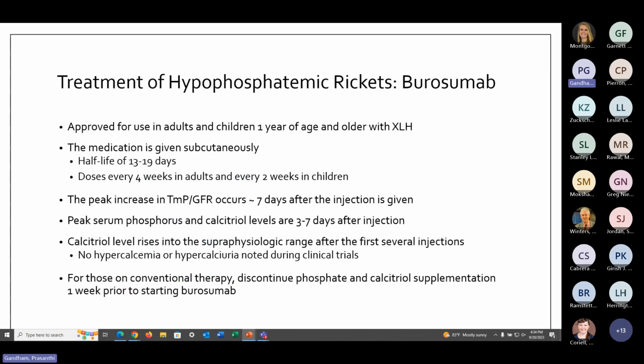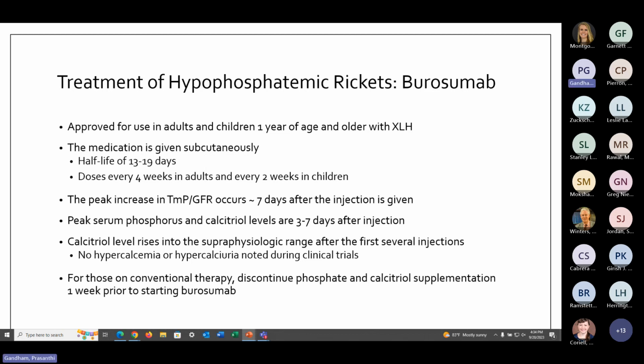So burosumab has been approved for use in adults and children 1 year of age and older who have XLH and also, I think, TIO. The medication is given subcutaneously. It has a half-life of about 13 to 19 days. And so in adults, it's dosed once every 4 weeks, and in children, once every 2 weeks.